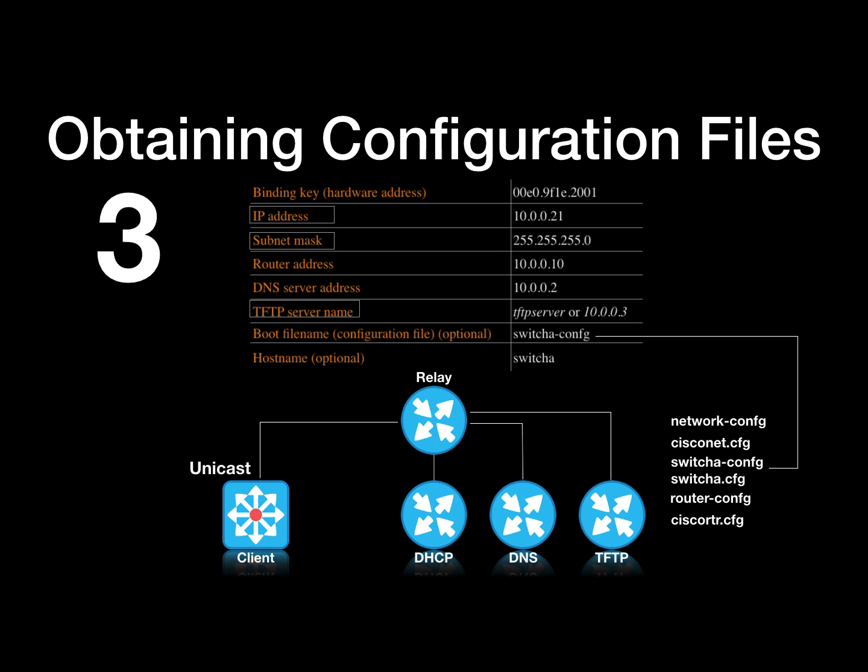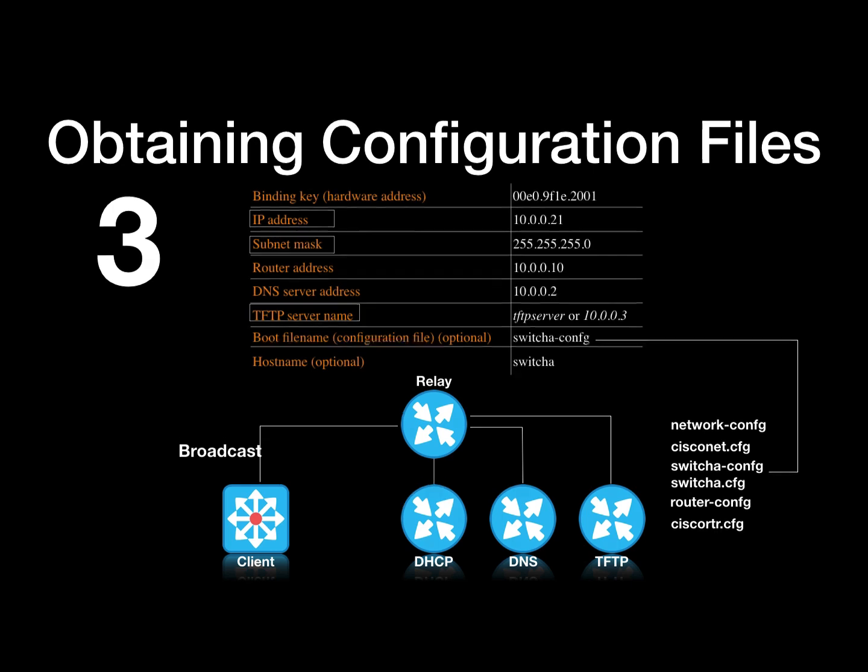If all attempts to read the configuration file through unicast transmissions fail, or if the TFTP server name cannot be resolved to an IP address, the switch broadcasts TFTP server requests if the TFTP server is not obtained from the DHCP replies.